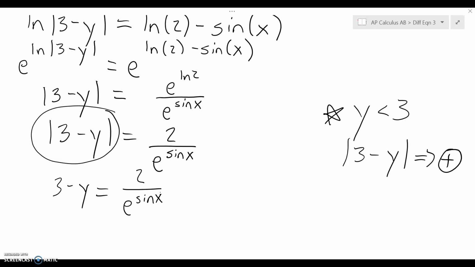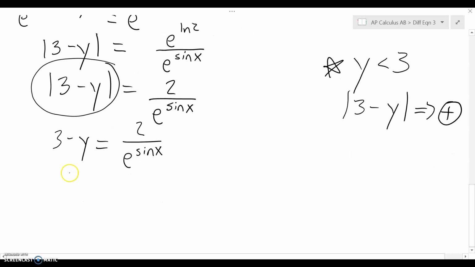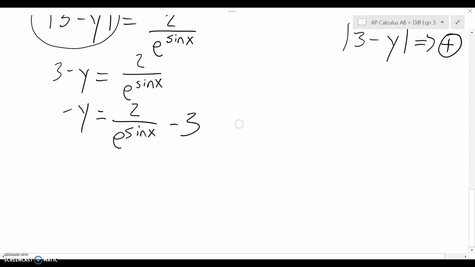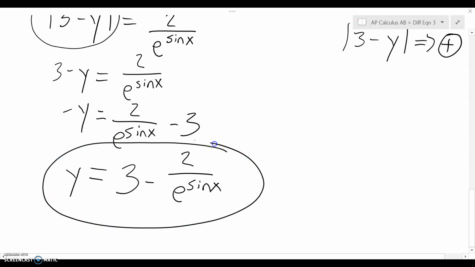But we can drop the absolute value bars, which means I can subtract a 3 from both sides. And then I can divide by negative 1. So I'm going to get y equals, I'm going to do that little switch again, 2 over e to the sine of x. And that then is a y equals expression. You can certainly combine those two into one expression. You do not have to, but that is our final piece, our y equals expression. So we've wrapped up the problem.